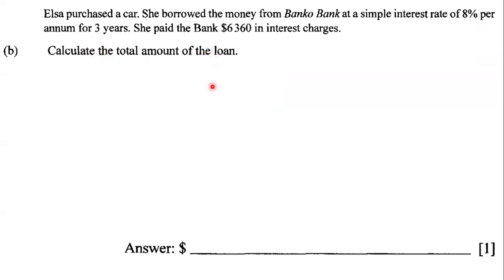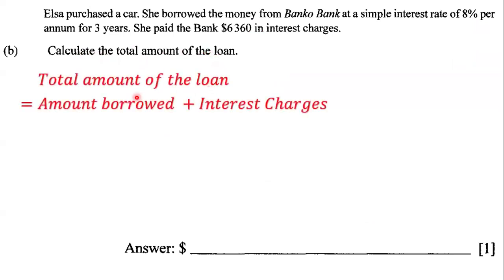The next question states, calculate the total amount of the loan. Well, the loan is going to be the amount borrowed, that's the principal, plus the interest charges. The amount borrowed is 26,500, and the interest charges is 6,360. When we add them, we get 32,860. And so that is the total amount of the loan.